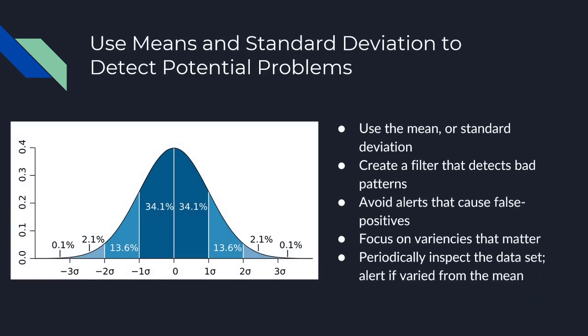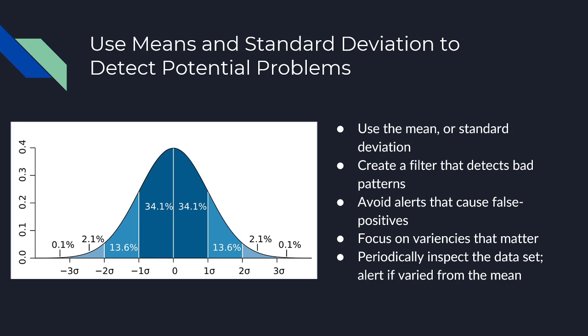Next, we will use means and standard deviation to detect potential problems. One of the simplest statistical techniques that we can use to analyze a production metric is computing its mean or average and standard deviations. By doing this, we can create a filter that detects when this metric is significantly different from its norm, and even configure our alerting so that we can take corrective action. Even if that means we need to alert production staff at 2 a.m. to investigate, it may need to be done.